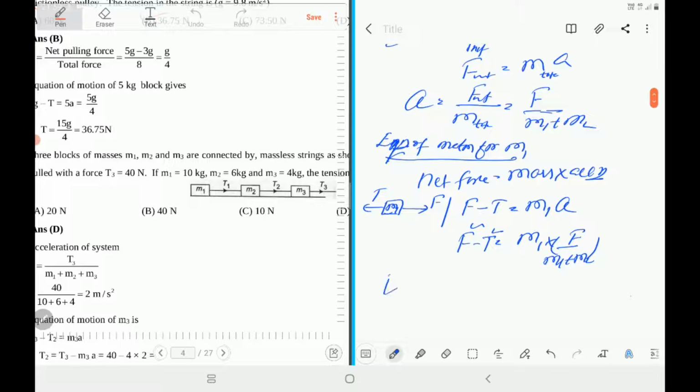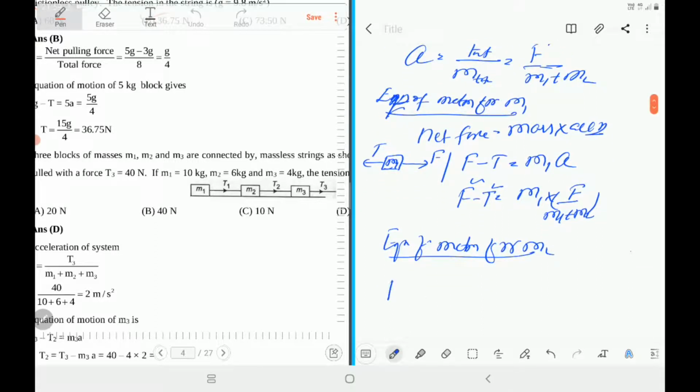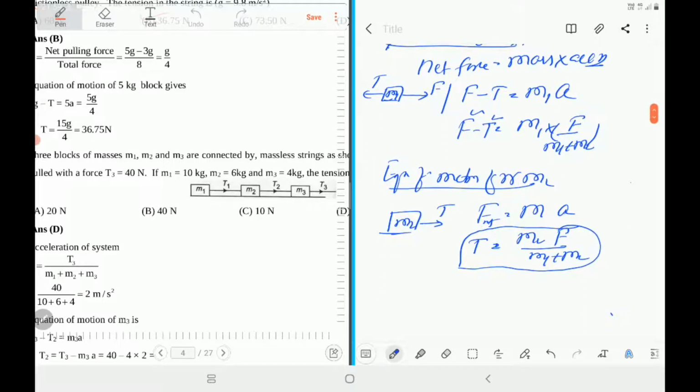And one more equation of motion, for mass M2. That is even a bit easier. On mass M2, only one force is acting. What is that? Tension T. Which way? That is to the right. So what is Newton's law? Net force is equal to mass times acceleration. Net force is tension here on the mass M2. Mass M2 into, what is acceleration? Total force divided by M1 plus M2. Now you can easily find the value of tension.